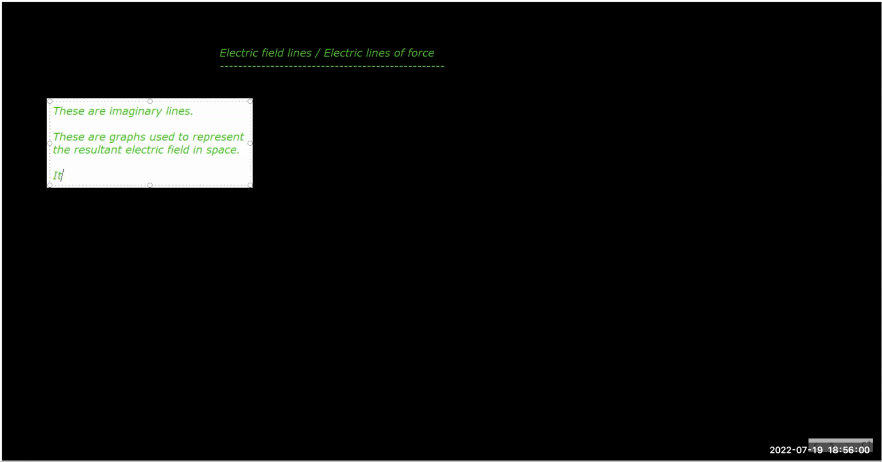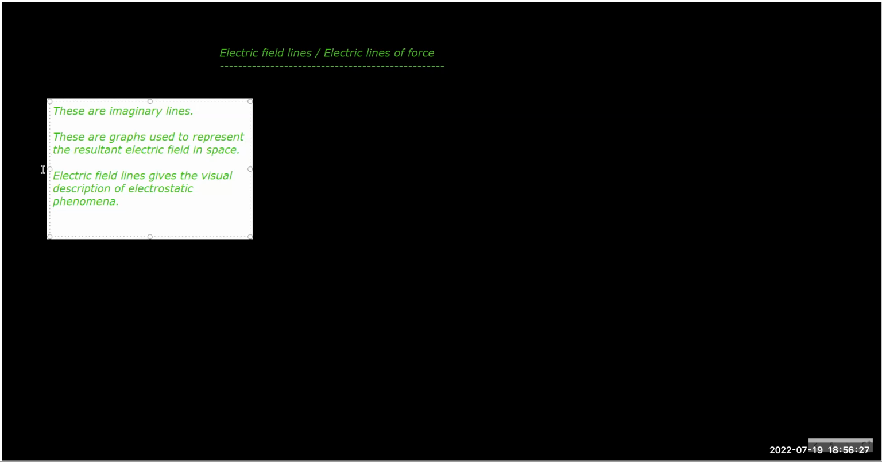You can say electric field lines give the visual description of electrostatic phenomena. So the purpose of these electric field lines is to give the visual description of electrostatic phenomena. Okay. What else?